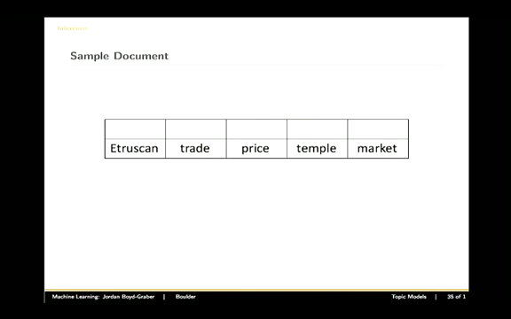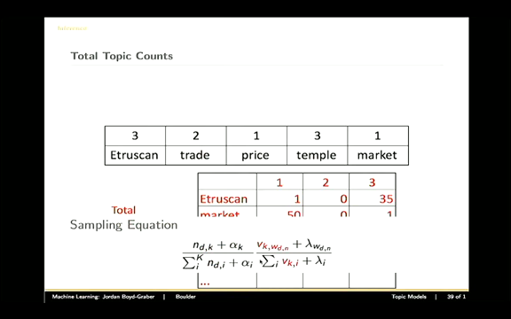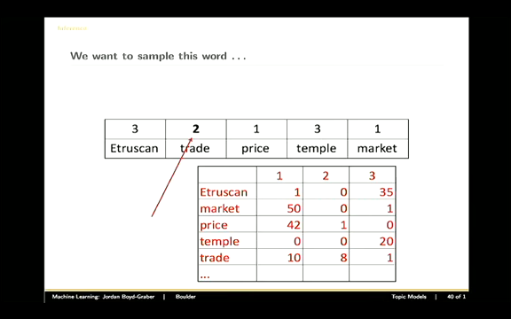So let's go through a toy example of Gibbs sampling for LDA. Let's say we have a document, and we start off assigning topics randomly. And then we do that for all of our documents. Now we create counts from all of our documents, and this corresponds to this term. How much does each topic use each word? So topic 1 uses Etruscan once, topic 2 uses Etruscan 0 times, and topic 3 uses Etruscan 35 times. And now for a document, we're going to sample this word, the word trade. It currently has topic 2. So first we unassign it, and we reduce the count of the number of times topic 2 uses the word trade. So that goes from 8 to 7. And now we don't know the topic of this word.